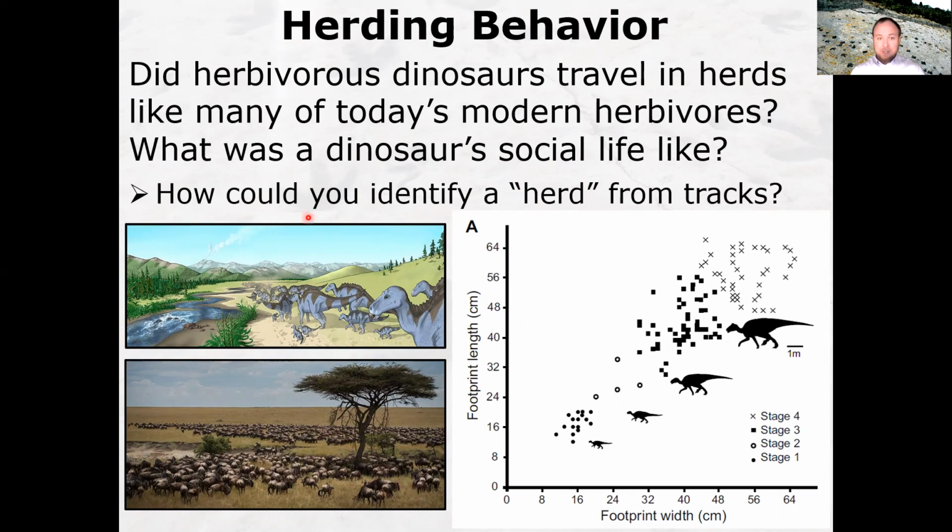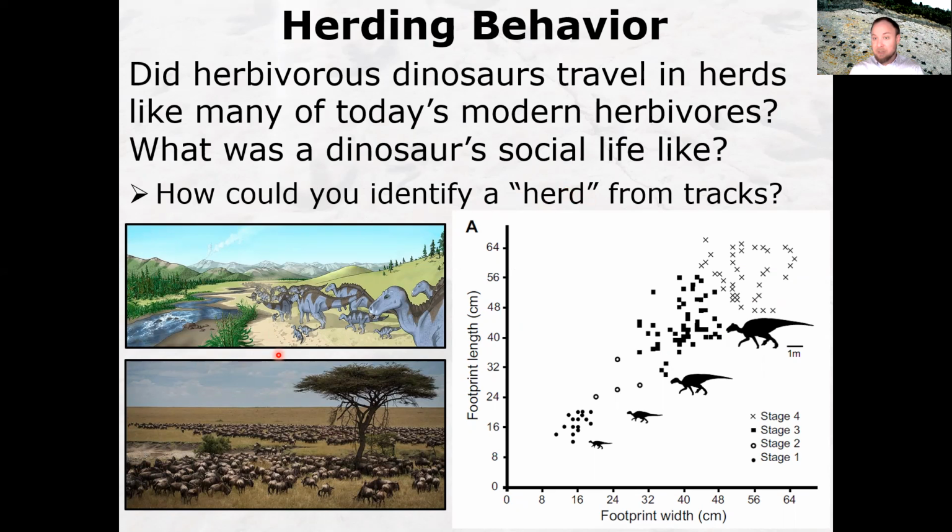So how could you identify a herd where they're actually moving together? Well, if you look at this cartoon here, one good indicator is that they're all going in the same-ish direction. If you see a bunch of dinosaur trackways all in the same-ish direction, now obviously the herd moves around a little bit, organisms move every which way, but they have a dominant direction that they're headed.